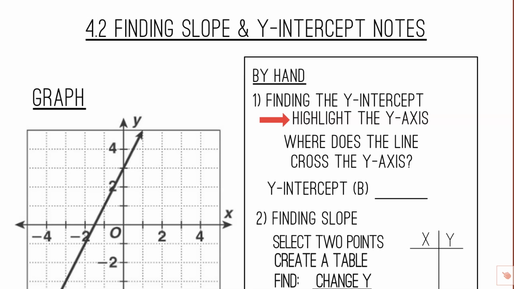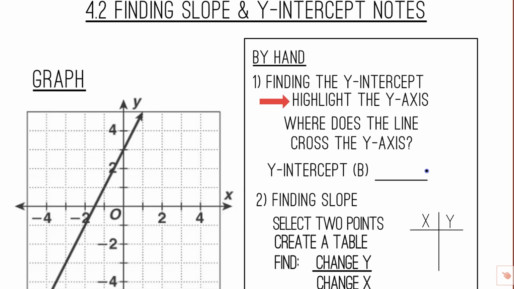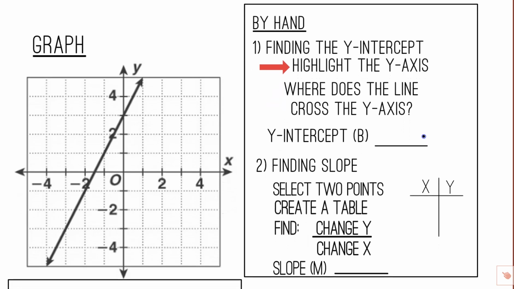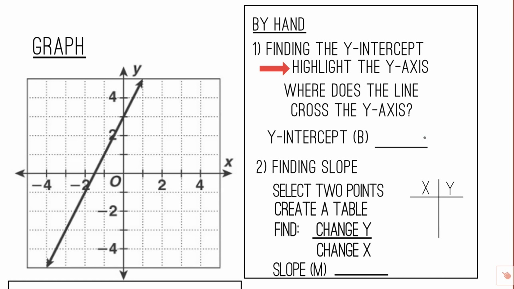Hey guys, just building up from what you learned in the last unit. So we're going to review again how to find slope, and this time we are adding the y-intercept. So today's notes are about finding the slope and the y-intercept from a graph. Just like on the other lessons, we are going to review by hand first, and then double check on the calculator.